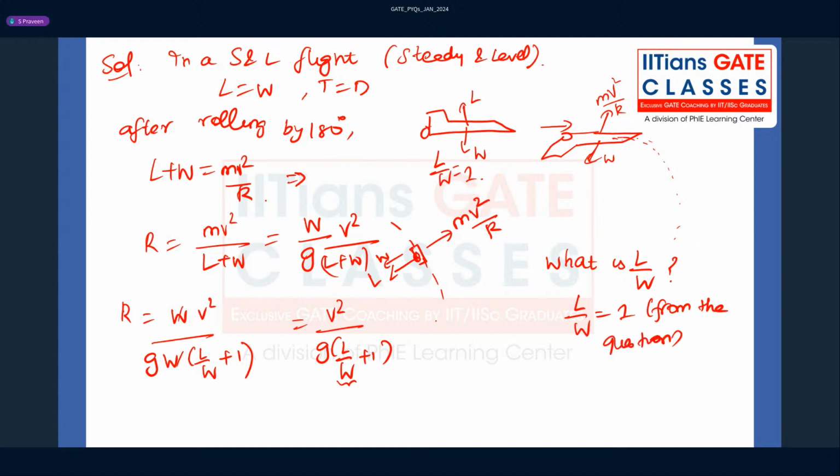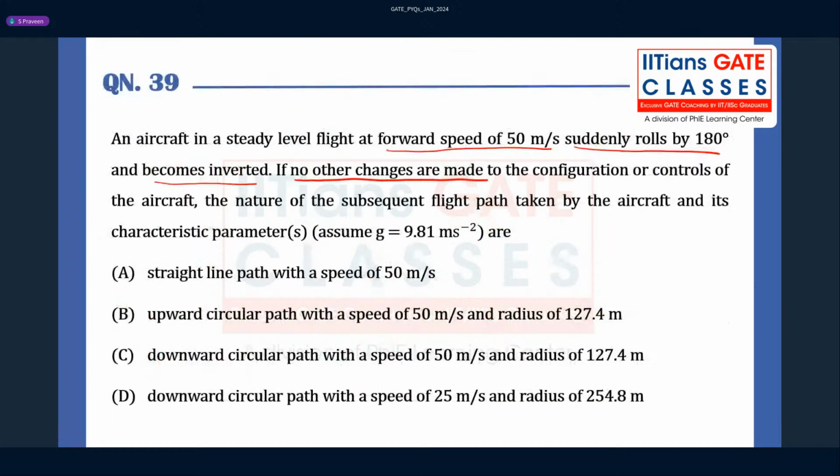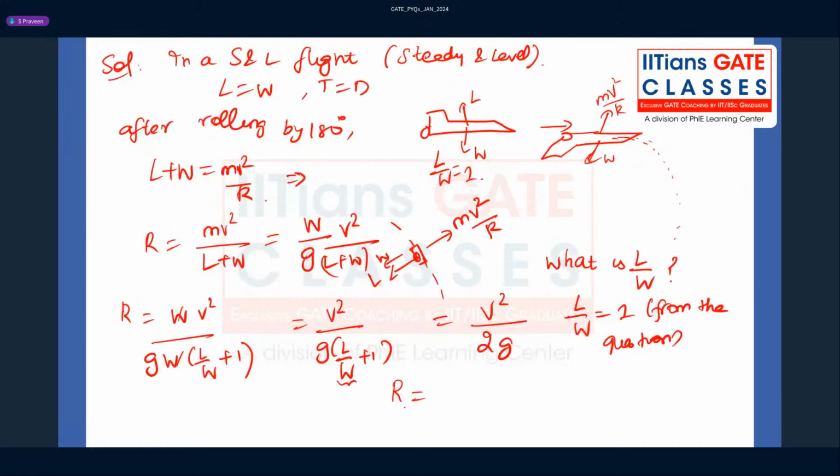So we substitute this, so you'll have what? V square by, this is 1 plus 1, so we have 2G. Okay. Hope you guys understood how we got this, right? So we substitute all the values, so R will be equal to what? V is 150, right? So 50 square by 2 into 9.8. And you'll get an answer of 127.4 meter. Bracket this again.